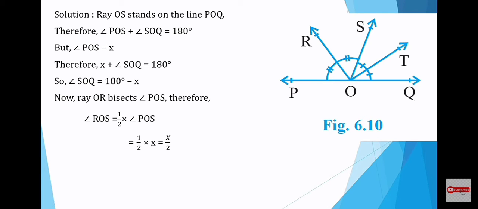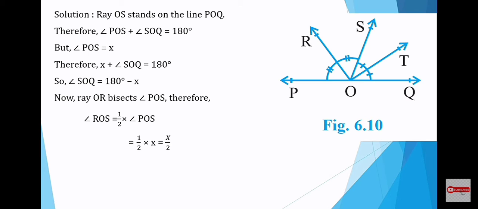Now ray OR bisects angle POS, that is given in the question. So, angle ROS will be equal to half of angle POS. That is equal to half into X. That is equal to X by 2.